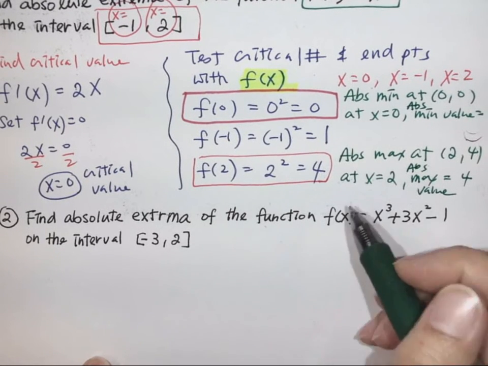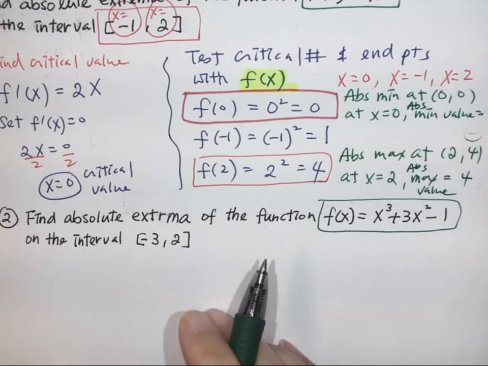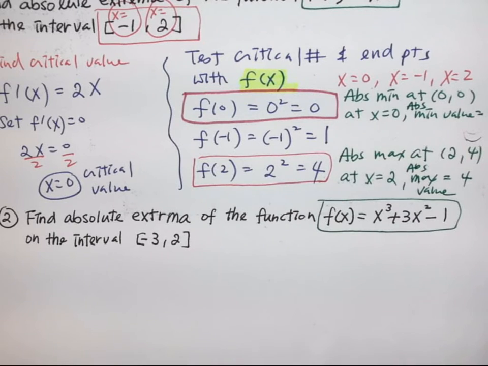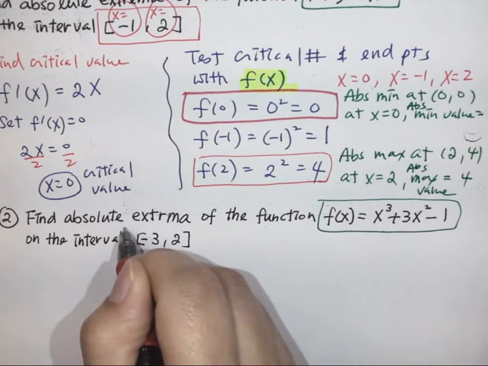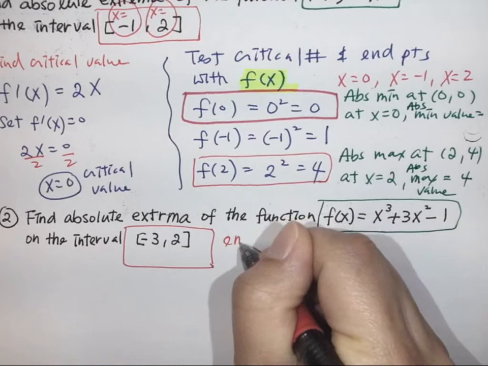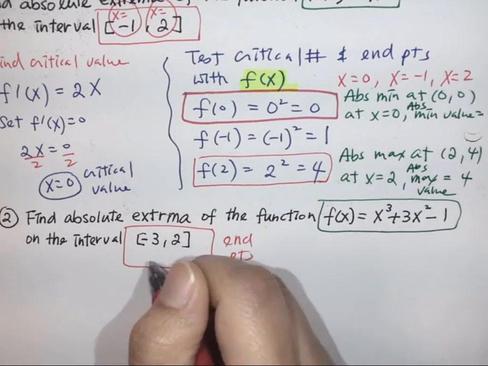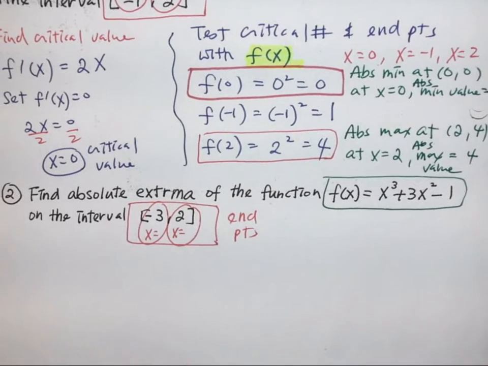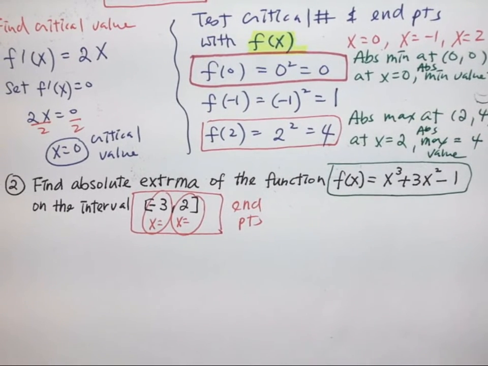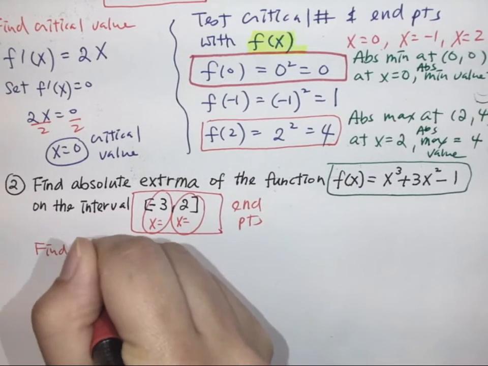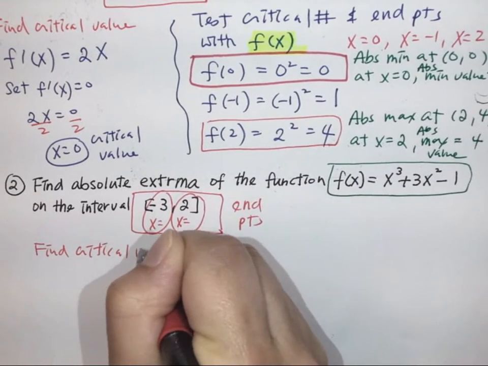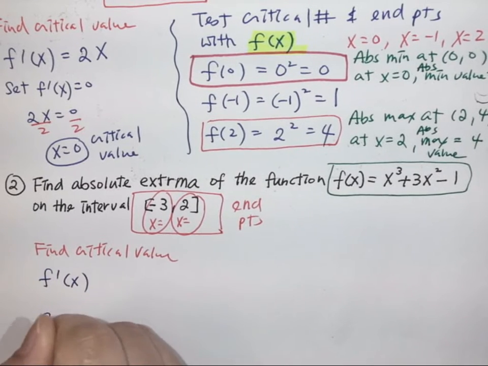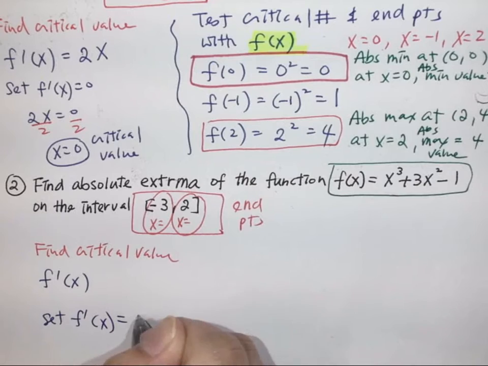They give you a function. You need to find the absolute extrema. And this is the closed interval, meaning those are my endpoints, right? So you've got x equal to -3 and x equal to 2 as your endpoints. And to find that, first we need to find the critical values by finding f prime of x and then setting f prime of x equal to 0, right?